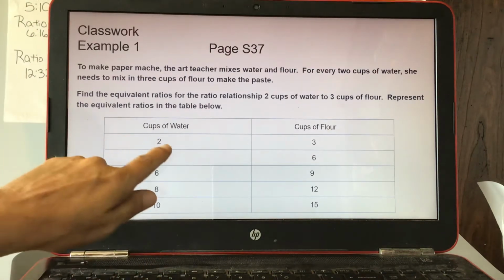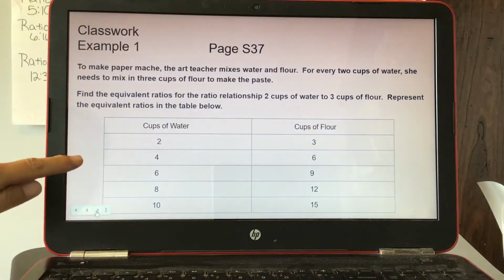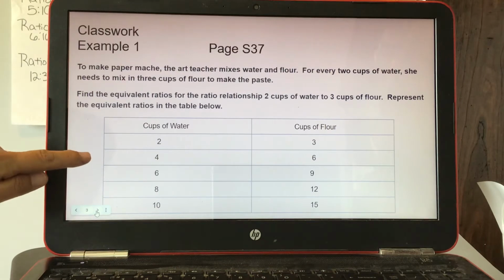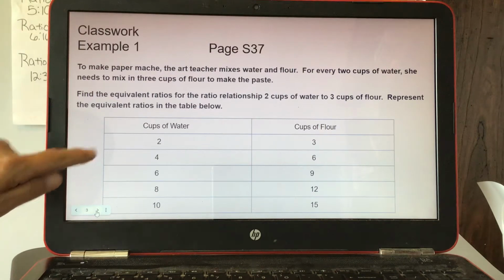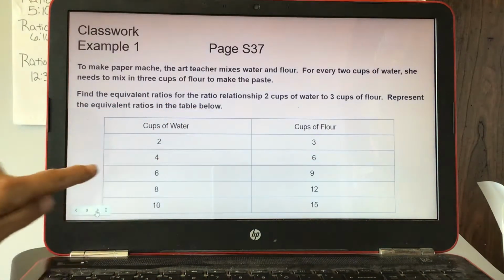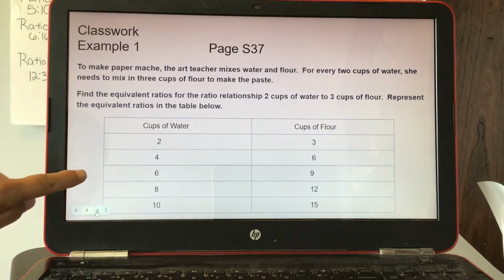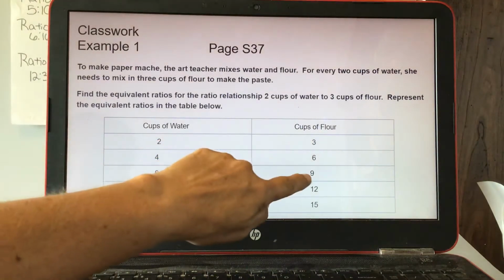Okay, so it was 2 cups of water to 3 cups of flour, and I always told you to take the smallest numbers to multiply by. So the second one we multiplied by 2, so 2 times 2 is 4, 2 times 3 is 6. And then the next one we multiply by 3. 3 times 2 is 6. 3 times 3 is 9.